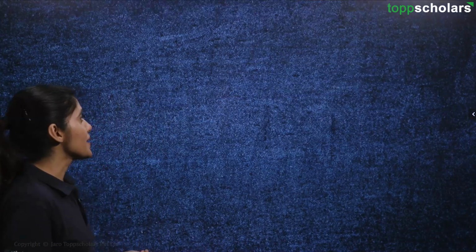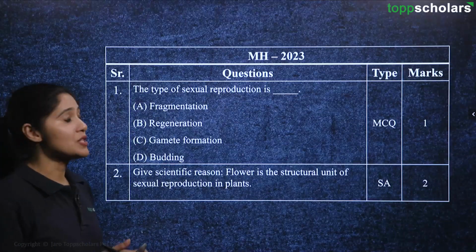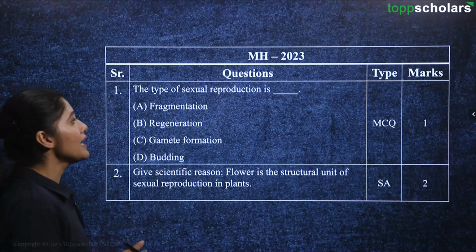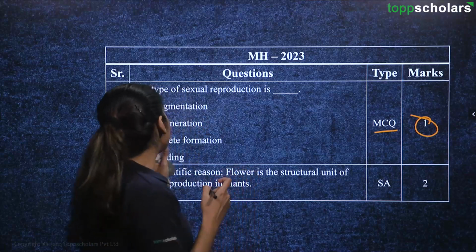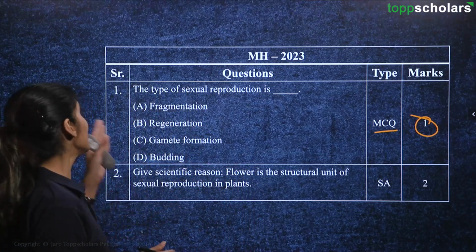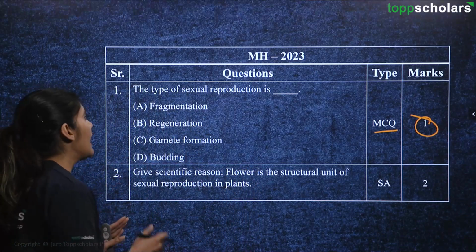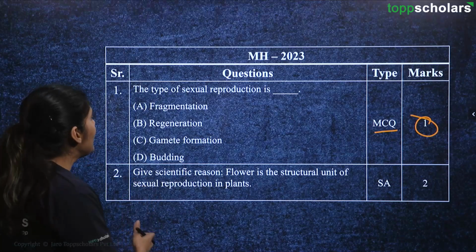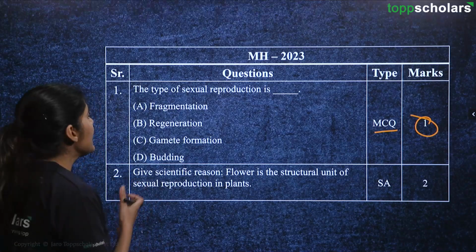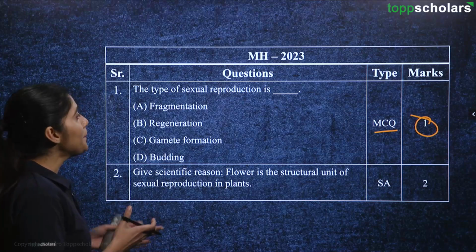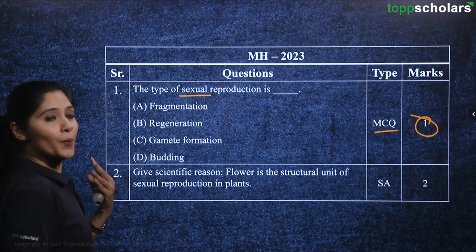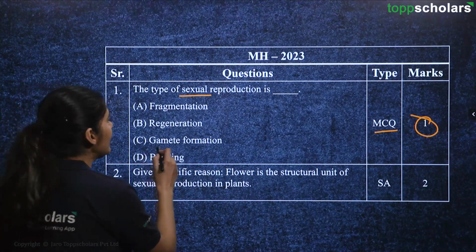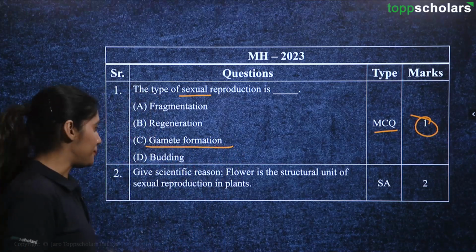Now, next question which we have from 2023, our last year, right? So, the first one is our MCQ type question carrying 1 mark. The type of sexual reproduction is dash, and the options are A. Fragmentation, B. Regeneration, C. Gamete formation, or D. Budding. So, out of these, sexual reproduction is what? It is our gamete formation, right?